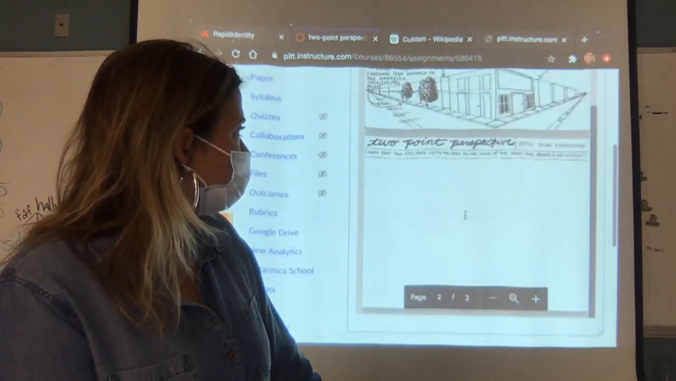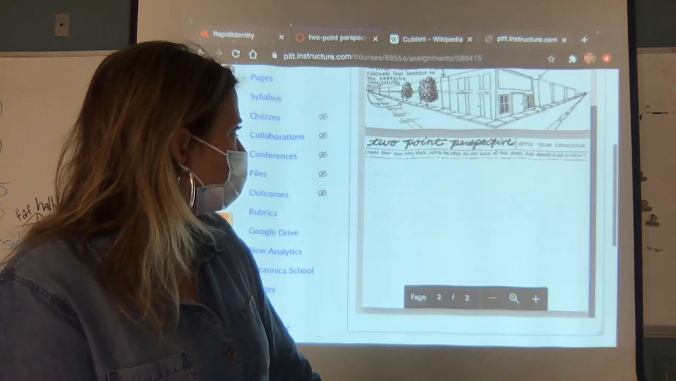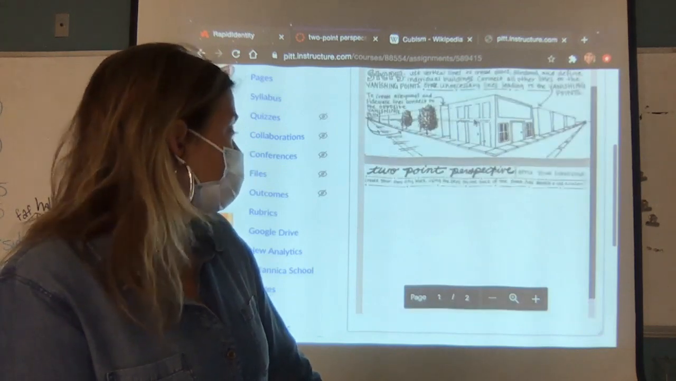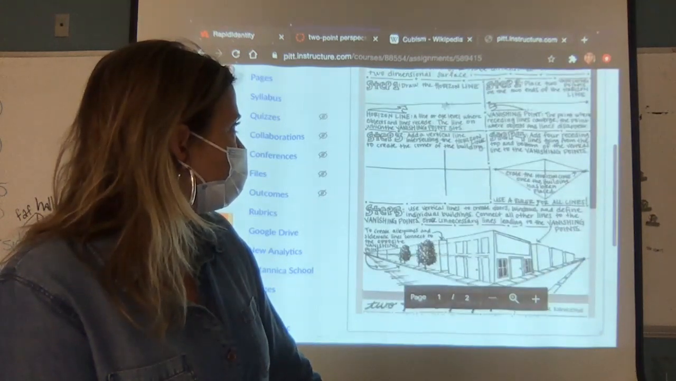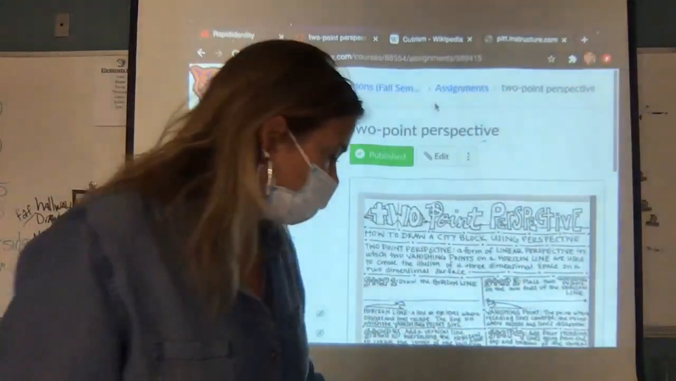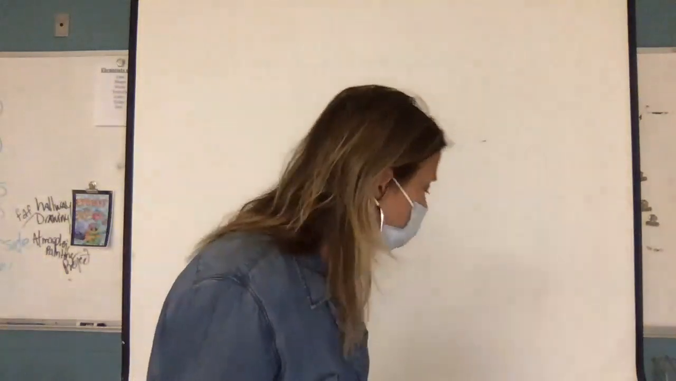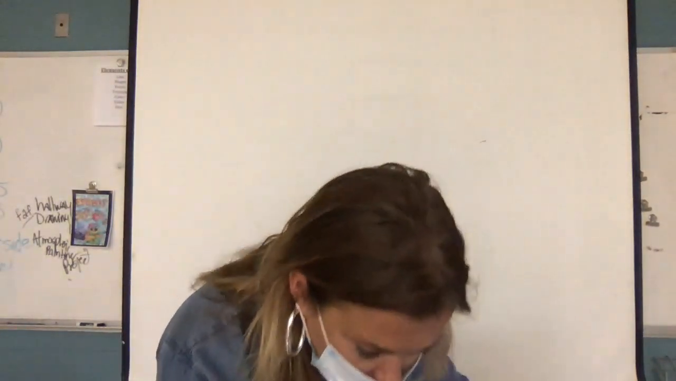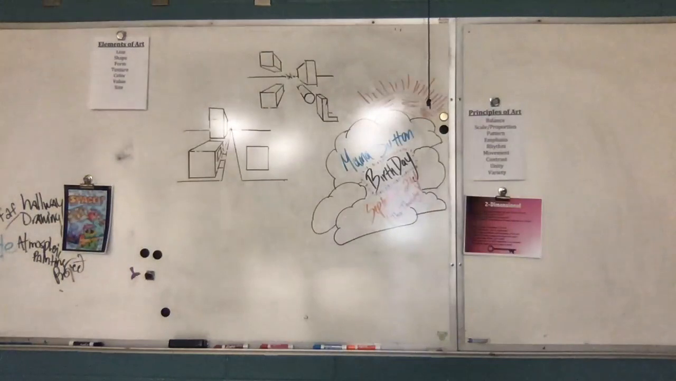And then you will be creating your own 2 point city block similar to that, using the knowledge that you have learned from here. And I'm going to draw it on the board. So I'm going to turn this off and try to draw so everybody can see it really big. Everybody that's turned in their 1 point seems to have a really good understanding of 1 point perspective. And like I said, 2 point is a little easier in my opinion. And then we're going to do another project that is less tutorial and a little bit more creative with perspective.